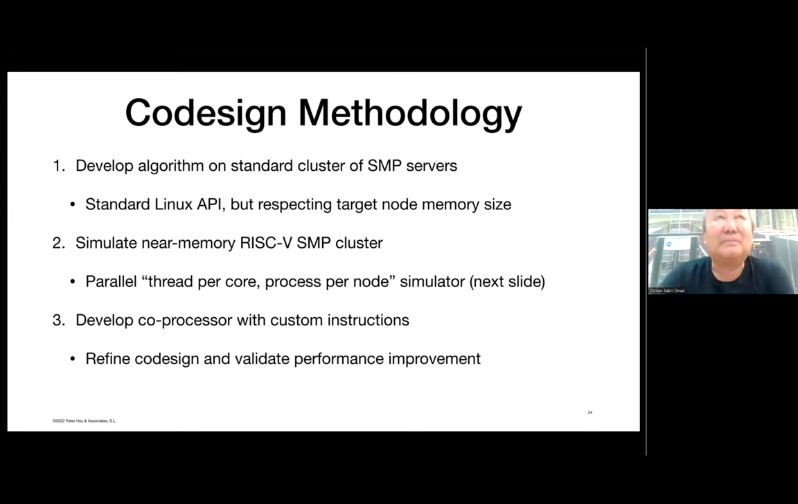So the co-design methodology for the software and the specialized architecture is that we develop algorithms on a standard cluster of SMP servers with normal Linux, but you pay attention to the scale. And then you simulate, and I'll talk about it in the next slide, a thread-per-core kind of simulation. And you can do this co-design and tune the application this way.